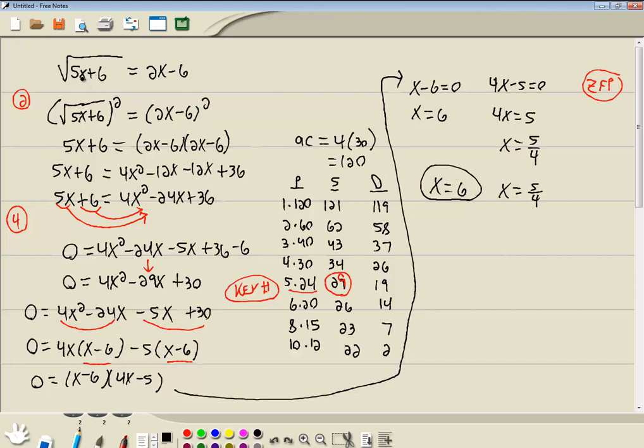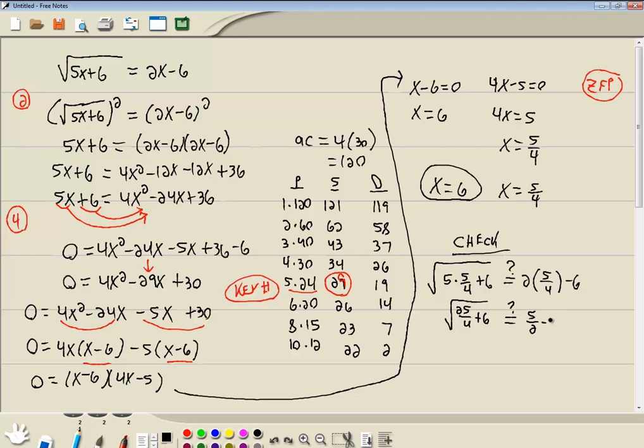5/4. I might have to write this one out. I can't see this one. Okay, so I'll put 5/4 back in. I got 5 times 5/4 plus 6, and we're wondering if that's equal to 2 times 5/4 minus 6. This gives us 25 over 4 plus 6, and we're wondering if that's equal to 2 and a 4. That gives me 5/2 minus 6.